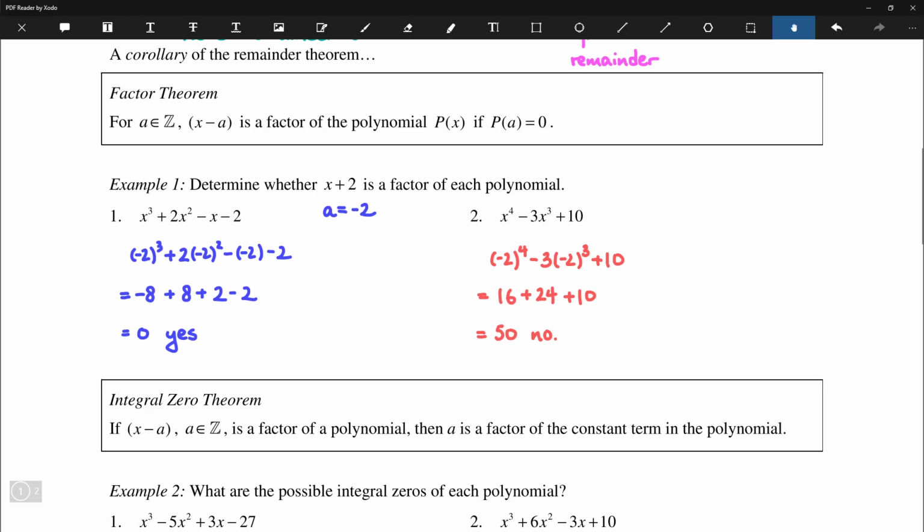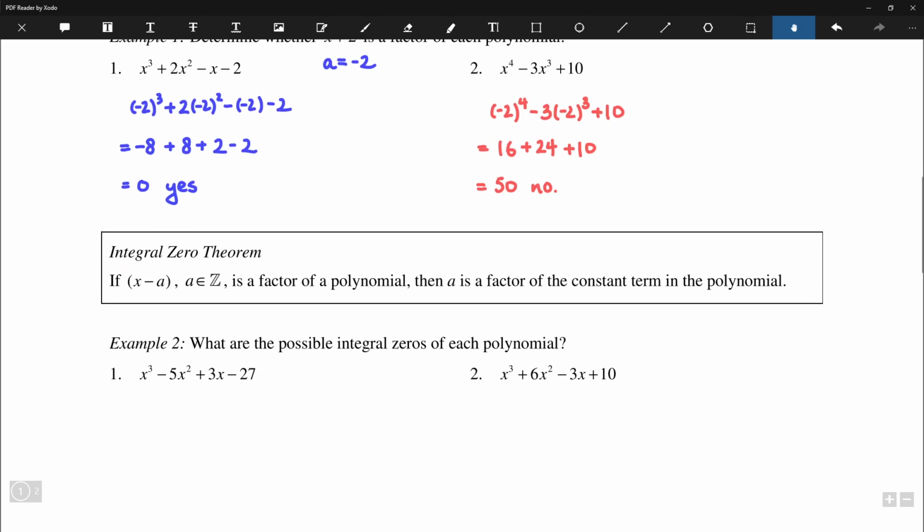All right, so next up we have what's called the integral zero theorem. If x minus a, where a is an integer, is a factor of a polynomial, then a is a factor of the constant term in that polynomial. So what does that mean? Well, in example 2, we have two polynomials here. What are the possible integral zeros of each polynomial? So x minus what number could be a factor of these polynomials?